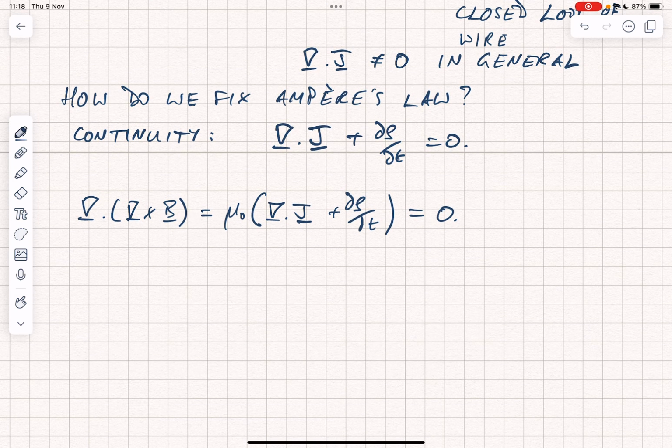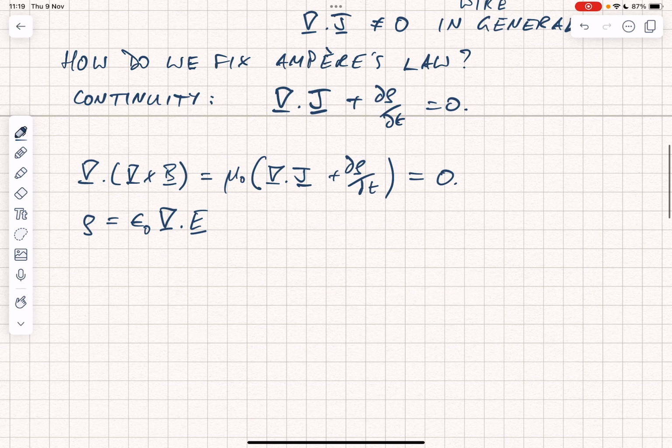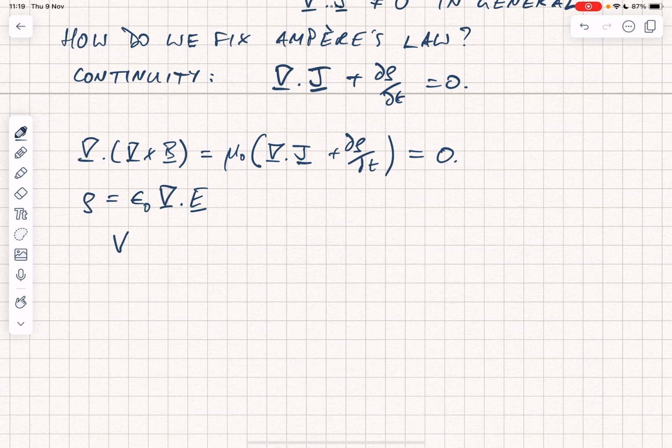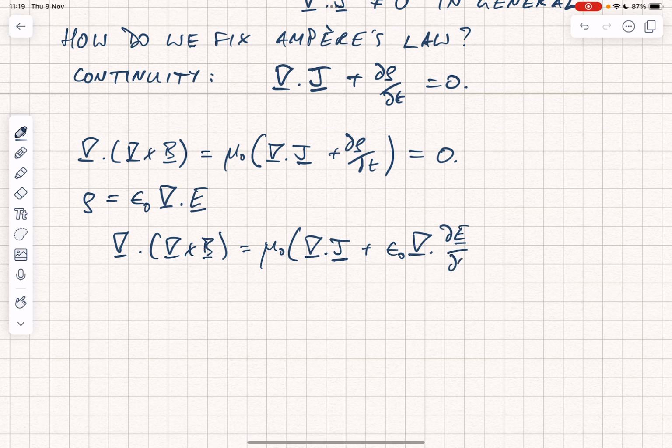What would this mean for Ampere's law, or what we're going to call the Ampere-Maxwell law? Well, first we're going to note that rho is equal to epsilon naught div E. And that fits very nicely into the equation. So what that implies is that our equation, div of curl B, is equal to mu naught times div of J plus epsilon naught times the divergence of dE by dt.